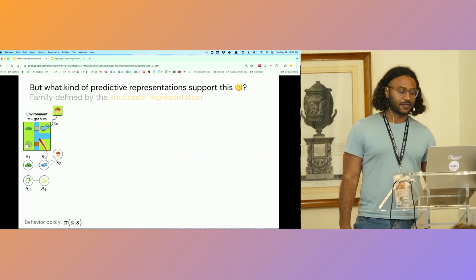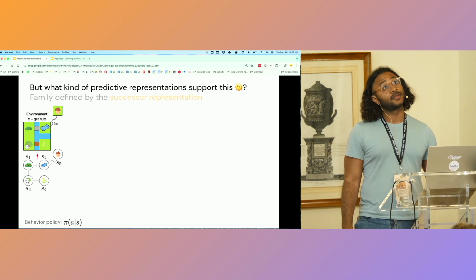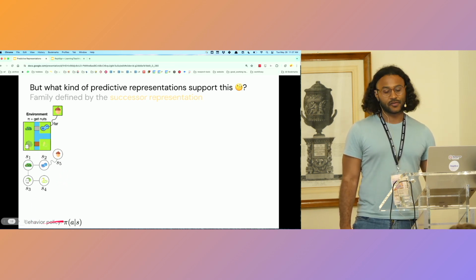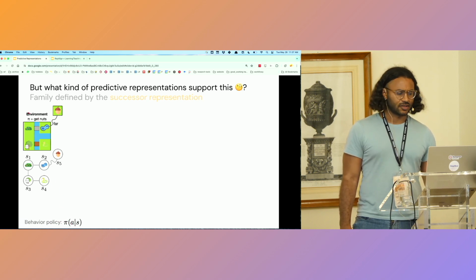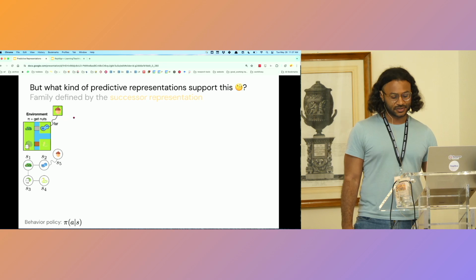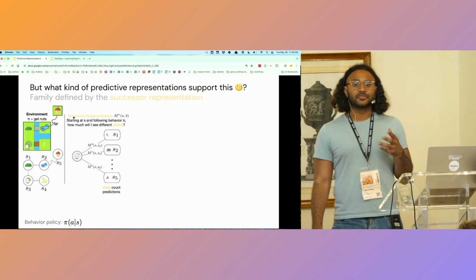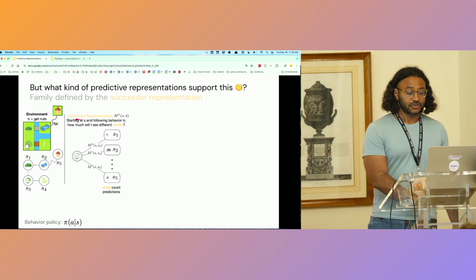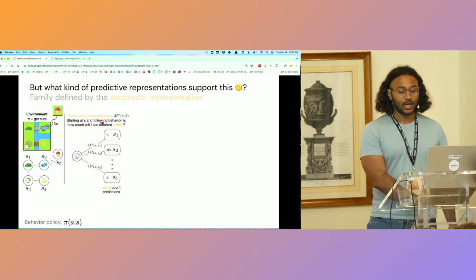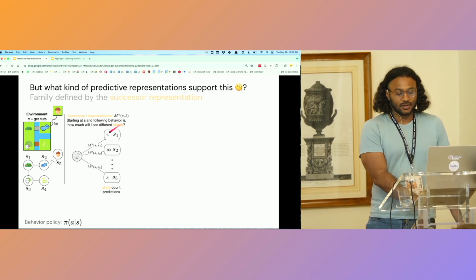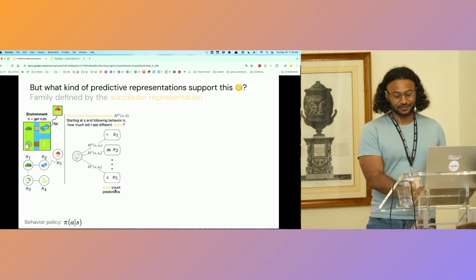Here I have a schematic of the environment from before. I'll use pi to refer to a behavior policy. It's a probability of actions given states. And I'll focus on the policy of getting these acorns. So the successor representation allows you to ask the following question: starting at state S and following behavior pi, how much will I see different states? I've labeled the states, and it's basically state count predictions.